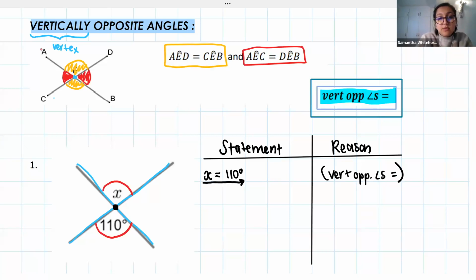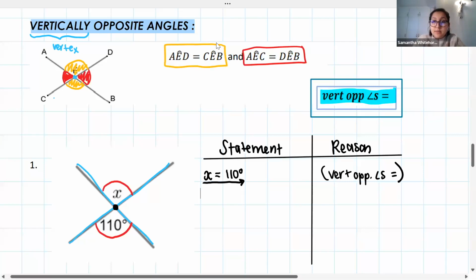You've determined the value of X. There's nothing more that you need to do. You know that it's equal to the angle opposite it. And so X is 110 degrees. Okay, so really, vert-op angles not too tricky at all. What we need to look out for are those cross shapes in our diagrams.